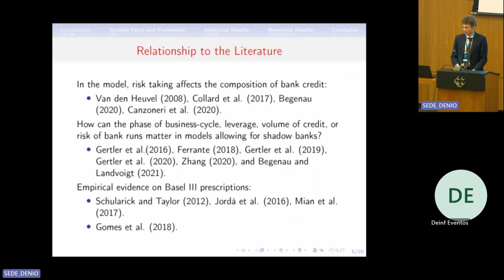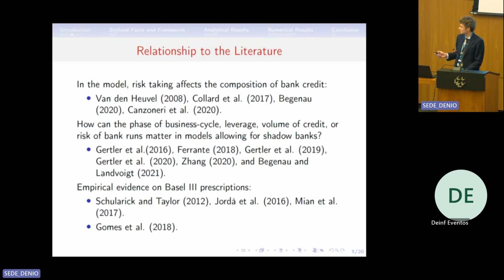My paper contributes to a literature that looks at the composition of bank credit that affects risk-taking. And this is the literature. The main difference is that I'm including explicitly the shadow banking sector in my framework. Other papers take a complementary approach by looking at the volume of credit and the role of the risk of bank runs, the role of leverage in the framework with shadow banks.